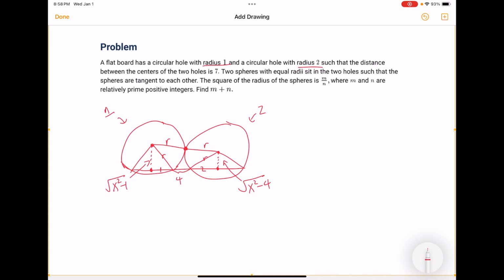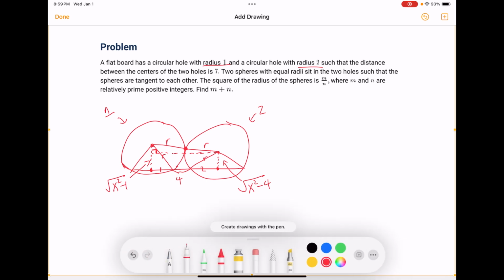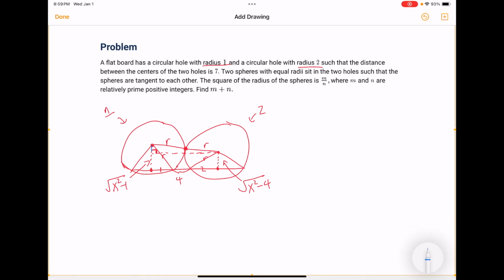Now I'm going to draw a height that goes from the center of the circle that sits in the hole with a radius of 2, to where it forms a right angle with the height of the circle that sits in hole number 1. And so now we have a right triangle. We can use r to express all 3 of its sides, so we can set up a Pythagorean theorem equation.